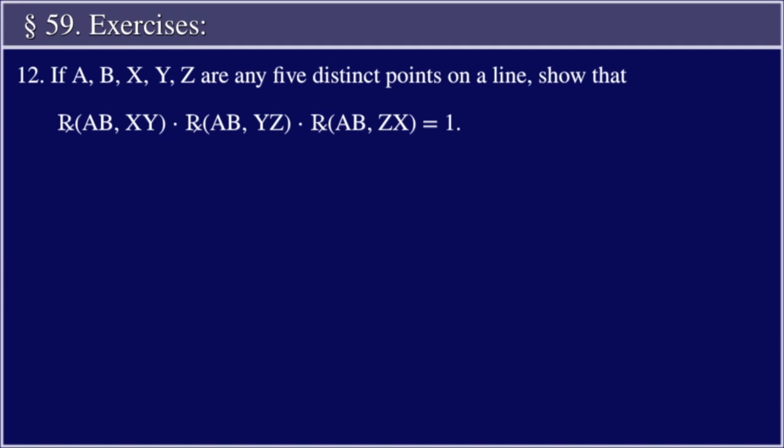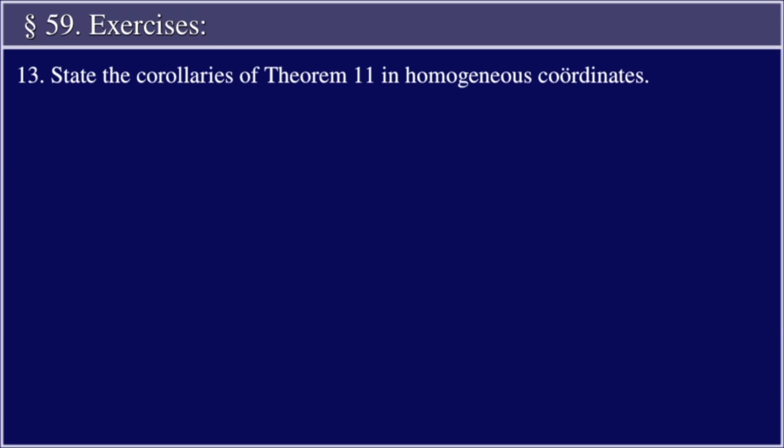12. If A, B, X, Y, Z are any 5 distinct points on a line, show that the cross ratio R of AB, XY times R of AB, YZ times R of AB, ZX is equal to 1. 13. State the corollaries of Theorem 11 in homogeneous coordinates.